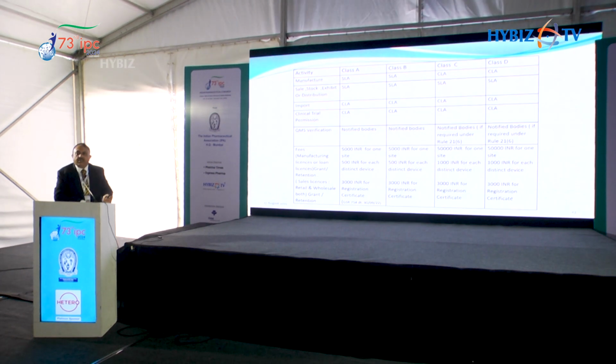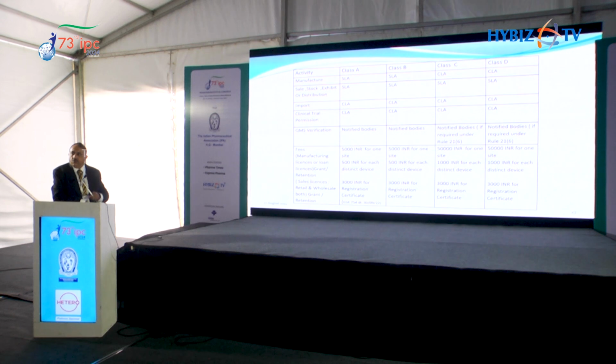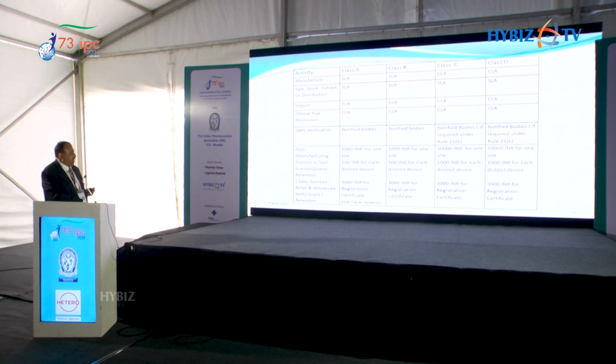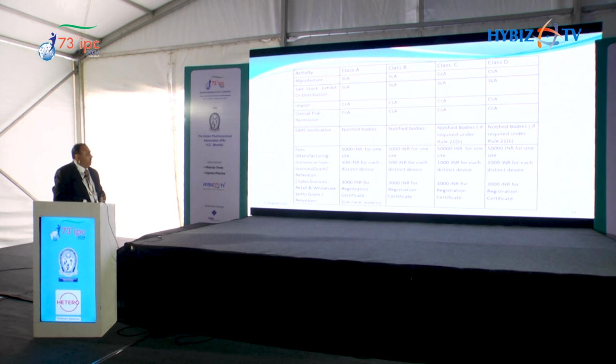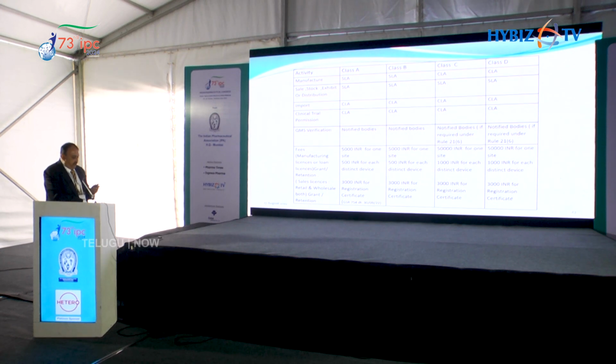The Central Licensing Authority is responsible for the grant of manufacturing licenses for class C and class D medical devices and import of all classes of medical devices. The State Licensing Authority of India is responsible for the grant of class A and class B medical devices and sales of all classes of medical devices. Clinical trial permission is the responsibility of the Central Licensing Authority. The fee for the grant of class A and class B medical devices is 5,000 rupees, and for class C and class D the fee is 50,000 rupees.